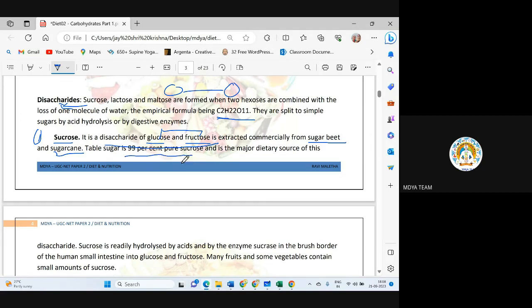What we use in our kitchen, that table sugar, that white sugar, is completely sucrose, and this sucrose is digested into glucose and fructose. So the main point to remember here is that sucrose is table sugar and sucrose is broken down into glucose and fructose. In other words, sucrose is formed by joining two monosaccharides, and those monosaccharides are glucose and fructose.